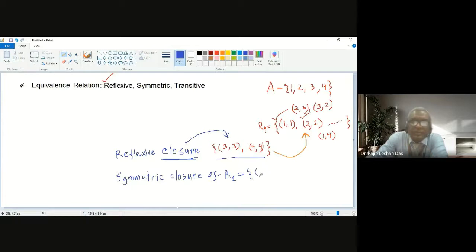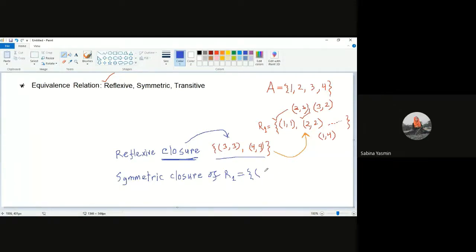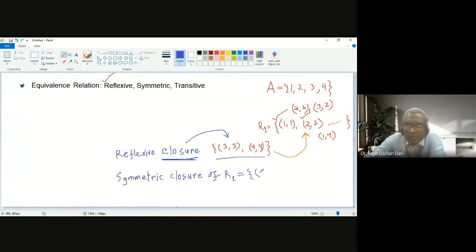Yes, tell me. Somebody is saying something or not? What will be the symmetric closure of R1? (4,1). (4,1) is correct. And anything else?